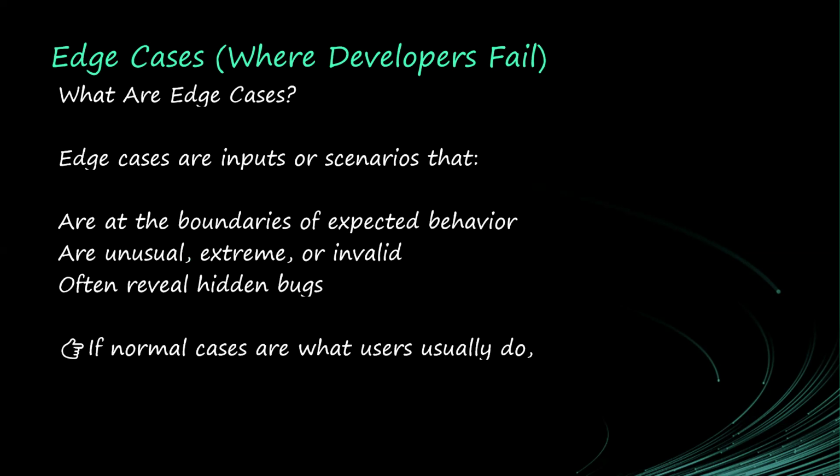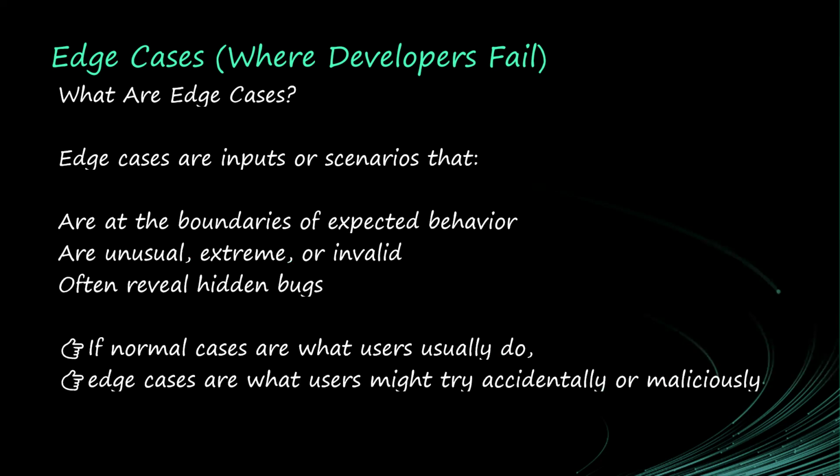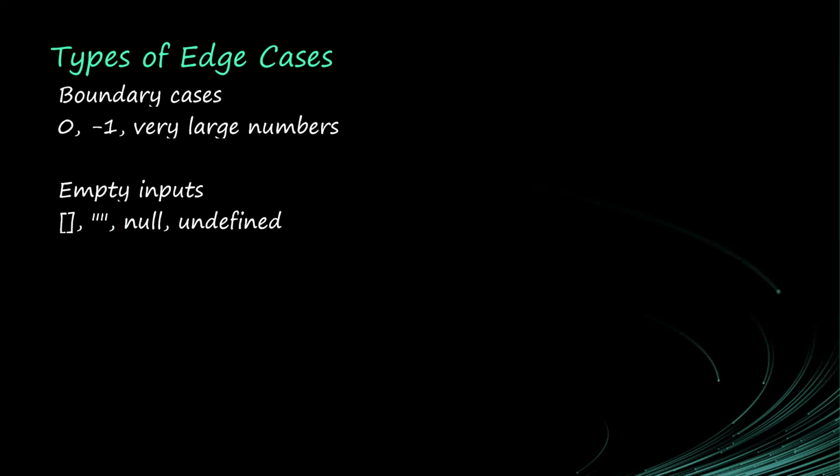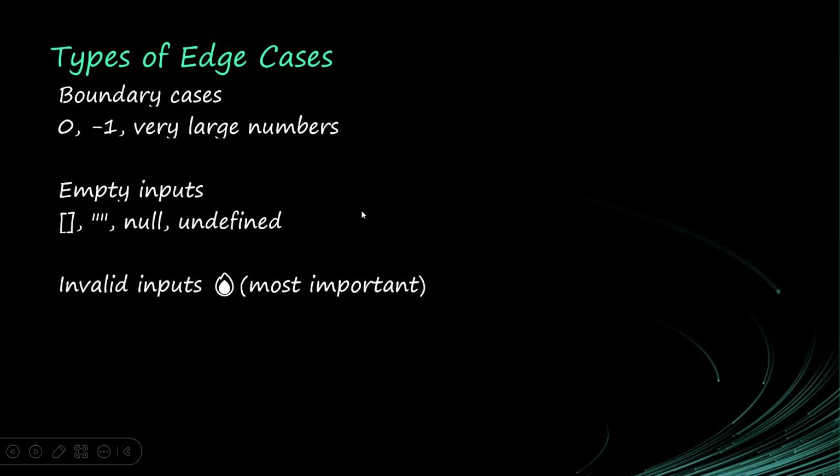What happens? So edge cases, if normal cases are what users usually do, edge cases are what users might try accidentally or maliciously. Somebody might want to attack your code, your program. Somebody might accidentally do something wrong. Boundary cases are like 0 and -1, or very large numbers. So what if you're expecting an array and the user gives you an empty array, or you're expecting a string and they give you an empty string? What happens? So you should test for all these things too. So what of invalid inputs? You're expecting a password that is 6 digits, and the user is giving you just four. So these are invalid inputs.